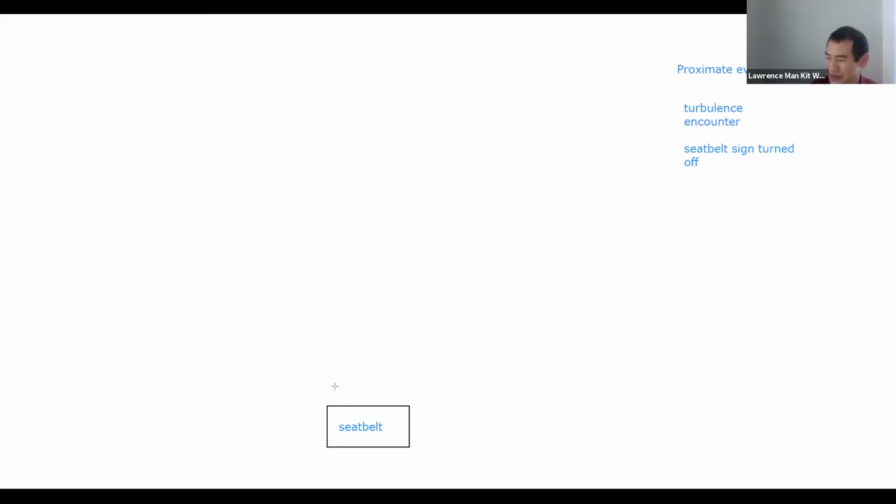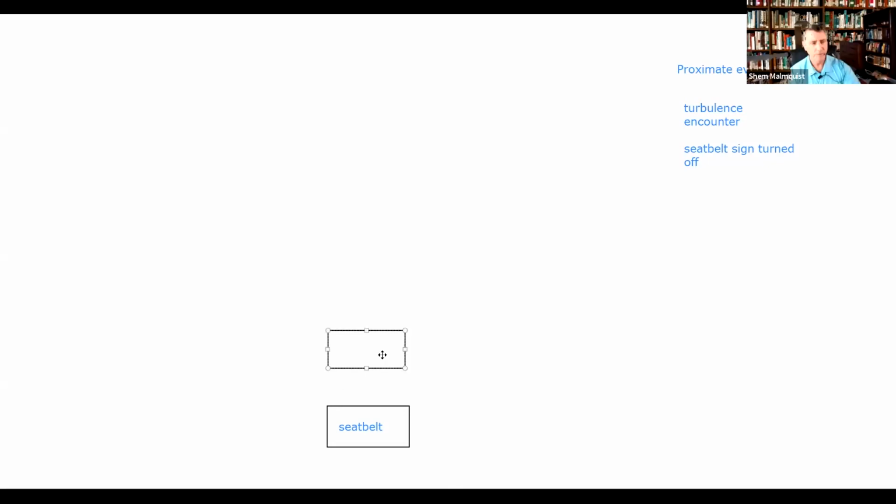Okay, I see a lot of people are saying passenger in the word cloud. Yeah, right, passenger. And I think we'd all probably agree the passenger is definitely in control of the seatbelt, probably. So it's a baby. And then who is controlling the passenger?